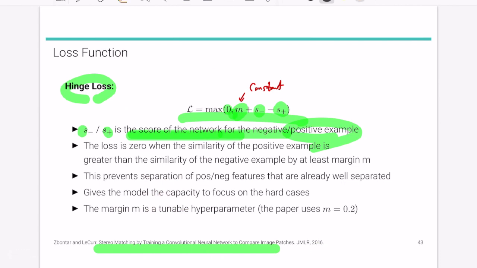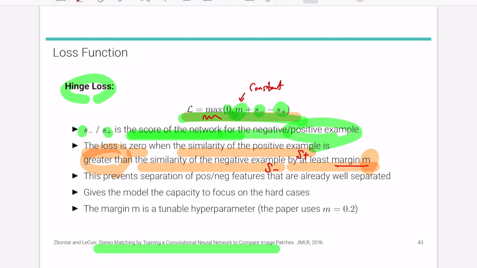Then, by minimizing such a loss, the loss is going to be 0 when the similarity of the positive example, S plus, is greater than the similarity of the negative example, S minus, by at least the margin M. Because of the max operation, it's going to be 0.